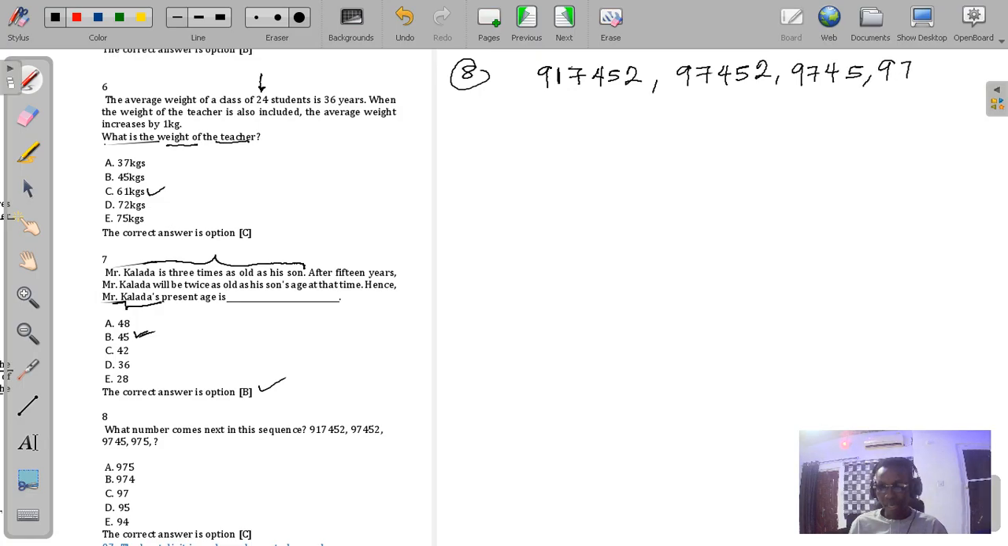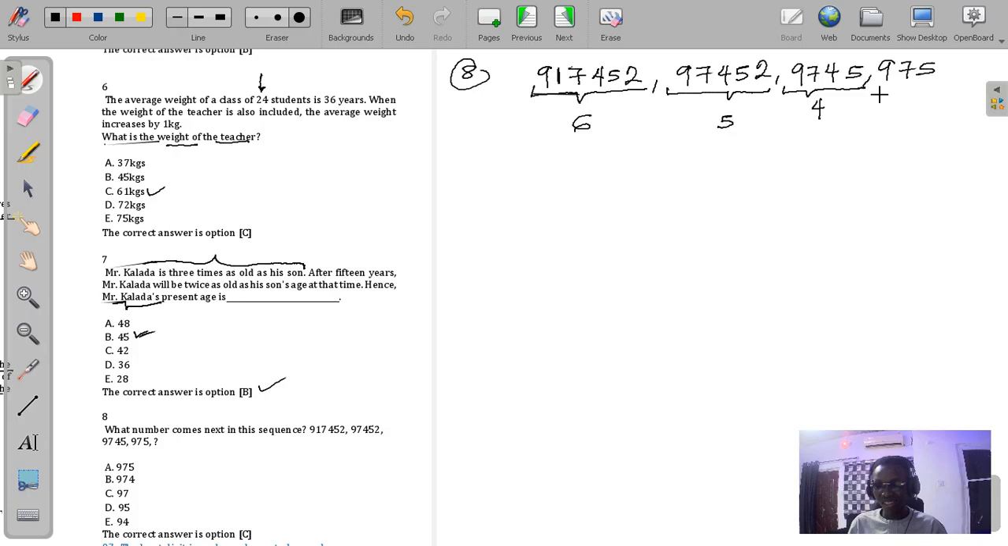975. So what do you guys notice? Looking at this question, it looks like abstract reasoning too. If you look at this set of numbers, or you call it a sequence, what I can notice here is that we have 1, 2, 3, 4, 5, 6 digits here. Interesting. Here in this case, I have how many? 1, 2, 3, 4, 5. 5 digits.